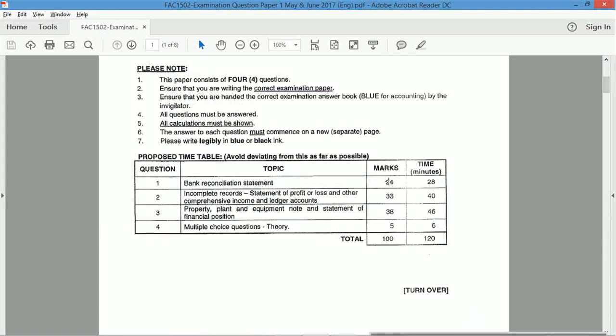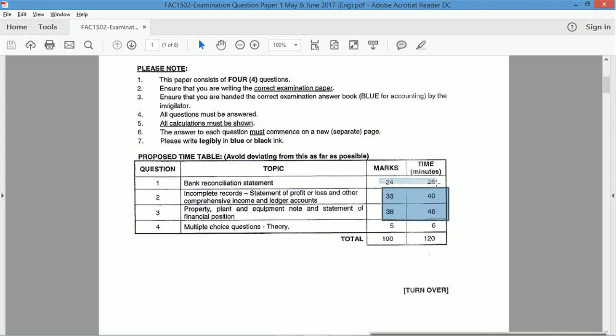So this is the timetable. You can't spend longer than that amount of time on each of those questions. So the bank recon was actually the easier question out of these two. You've got incomplete records there, and you've got PPE here as a note with a statement of financial position. So disclosure. Those two are disclosure questions. And then you've got 5 marks for theory.